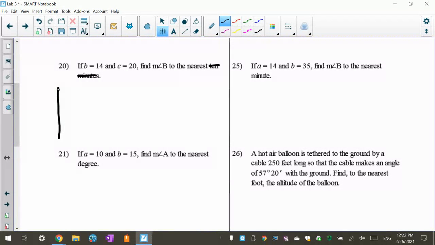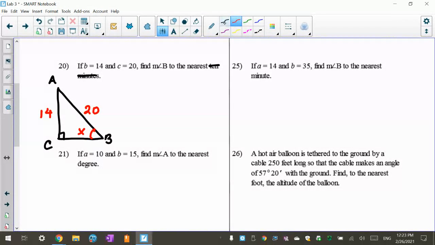Same picture, so that's nice. So here's C, A, and B. And they said to tell you that B is 14, so little b is 14, and little c is 20. So this one's a little bit different because they want me to find angle B, which I'm going to call X. Now, if I asked you to find the side CB, or little a, if you will, you could do the Pythagorean theorem, but they want you to find the angle.